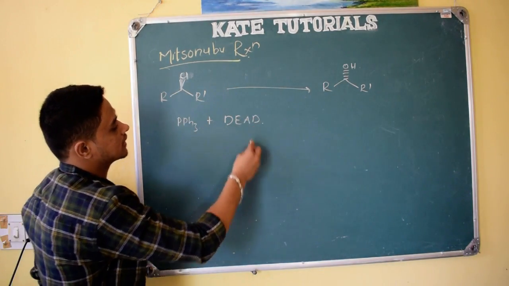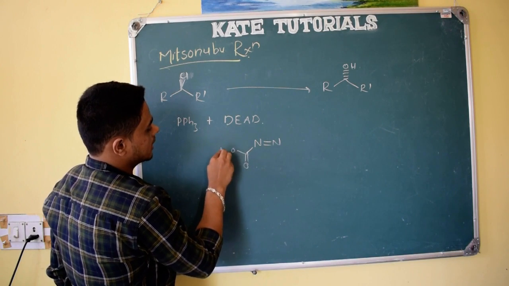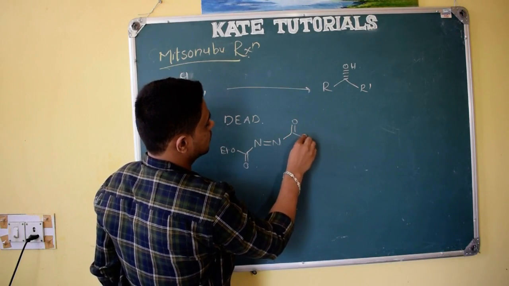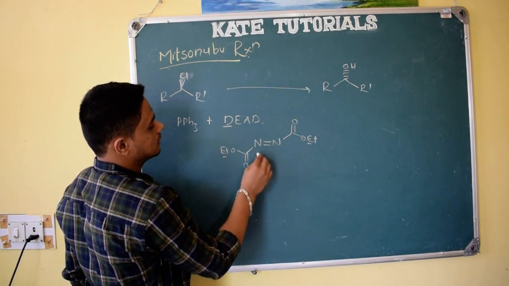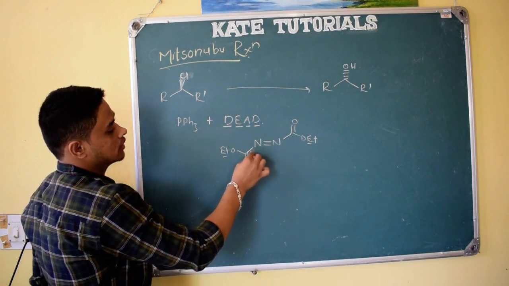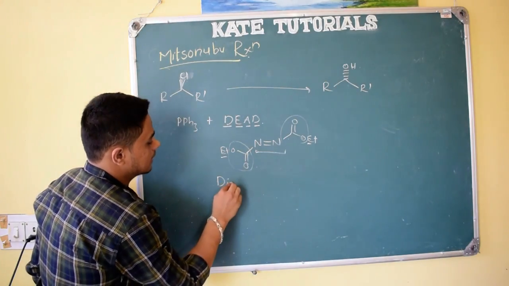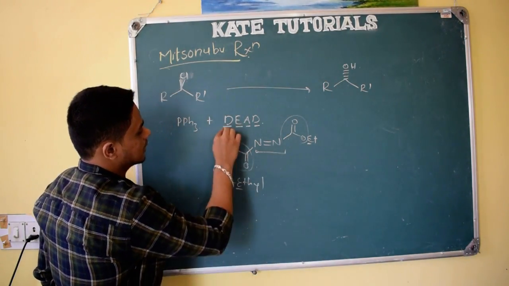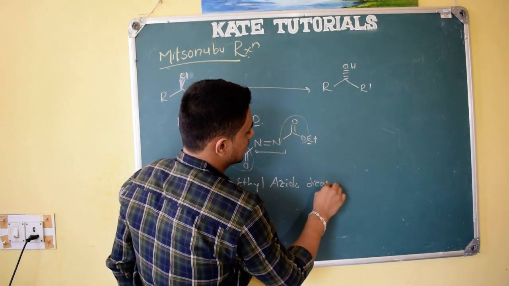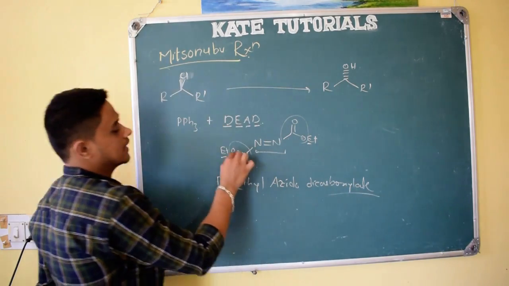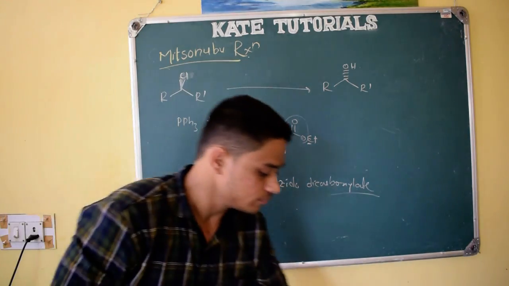What is this DEAD? I will give you the structure. This is N double bond N, with COOEt here and COOEt here. The valence of nitrogen is 3 and it is satisfied, right? So it is diethyl azodicarboxylate. What is this carboxylate? Ester group, you should know, right? So this is the structure of diethyl azodicarboxylate, DEAD.